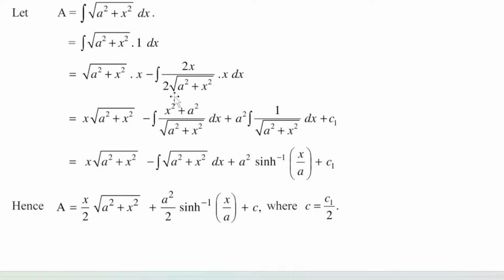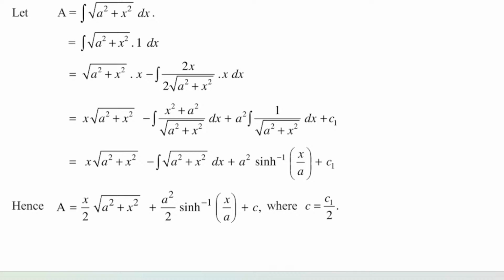Okay, this one what we are doing? We are doing by parts so that we want to express I again in terms of I. So I equals this minus I plus something, right? That means 2I equals this plus this and I equals this by 2.